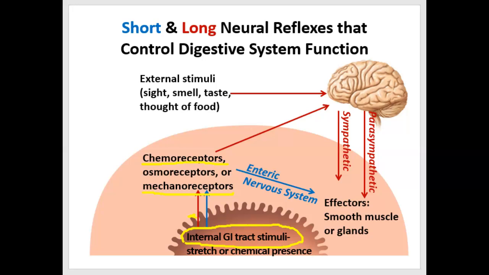If either one of those happens, the receptor detects the information and sends a signal via a sensory neuron to the enteric nervous system, which synapses on a local motor neuron, part of the enteric nervous system, that will go to either smooth muscle, causing constriction, or glands causing secretion. So that's a short reflex. Something inside the GI tract causes action within the GI tract. But often there are long neural reflexes as well.